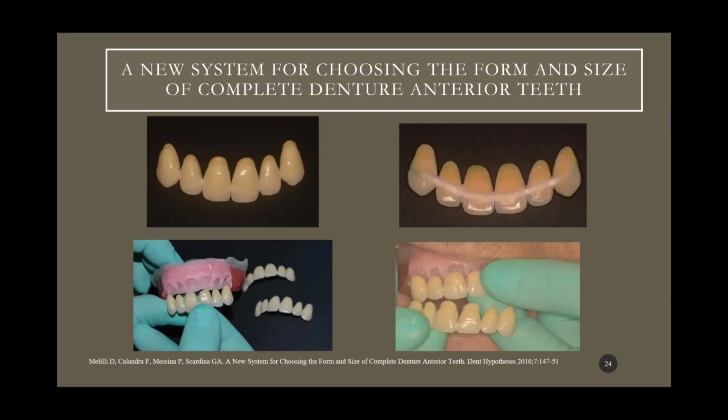Then a case report where a new system was formed for choosing the form and size of the complete denture teeth. In this, all the 6 anterior teeth were connected lingually by a resin, and all of them acted together like veneers, and all the 6 teeth could be tried at the jaw relation time, and the selection of teeth could be done, and different molds could be checked at the same time when pre-extraction records were not available.